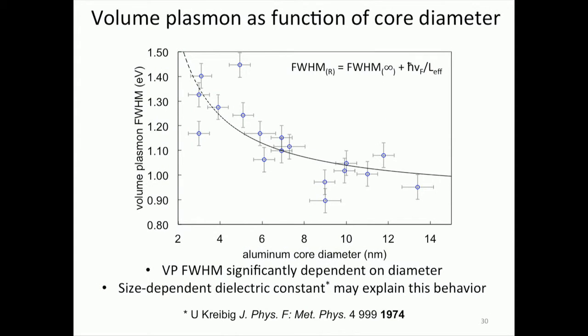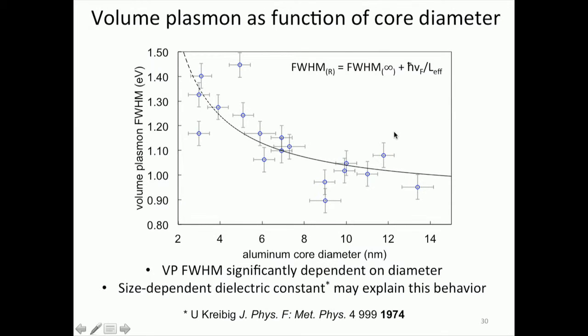Furthermore, we see here now the volume plasmon full width at half maximum, the width of the excitation, as a function of core diameter. We see a much bigger change, a much bigger modulation of full width at half maximum as a function of diameter. You can see the width change from about 0.9 eV up to 1.5 eV, much more than the resonance energy.